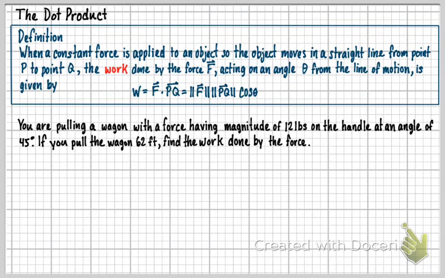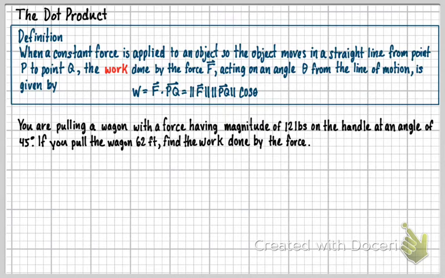Let's talk about work now. When a constant force is applied to an object, so the object moves in a straight line from point P to point Q, the work done by the force F acting at an angle theta to the line of motion is given by W equals F dot PQ vectors, or the magnitude of F times the magnitude of PQ times cosine theta. Okay, that's what work equals. So it could be either one of those two here. So let's take a look at this problem below.